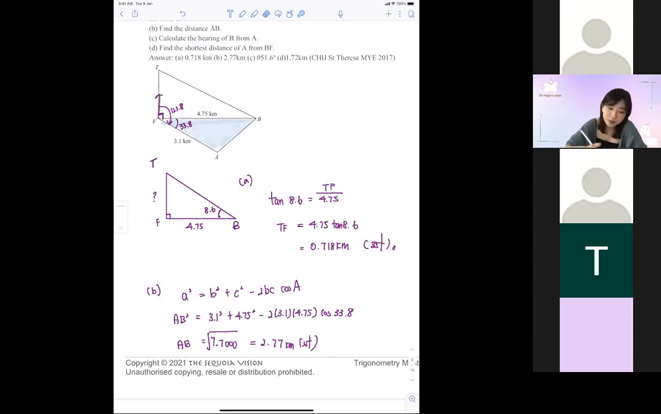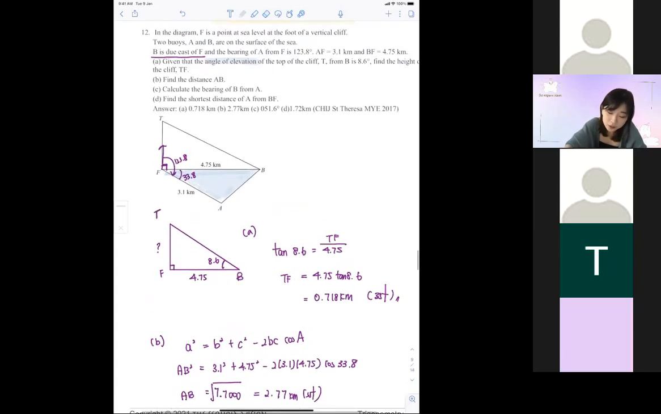Let me know if I'm too fast. So part C, I want to calculate the bearing of B from A. So for bearing, you always draw your north first. You know that your north is here. So from A, draw your north from A. I purposely link it. So this is your north.